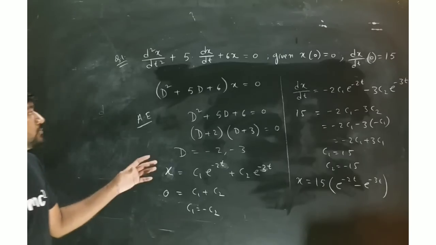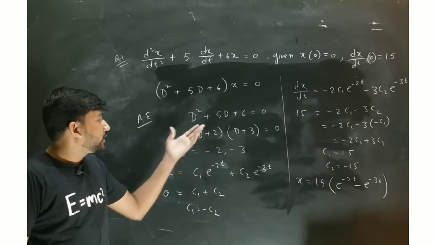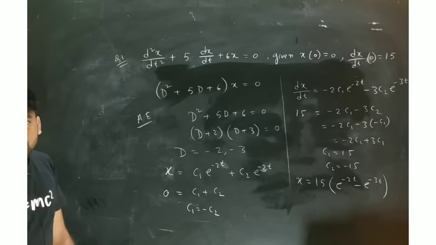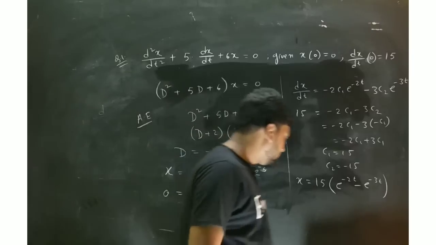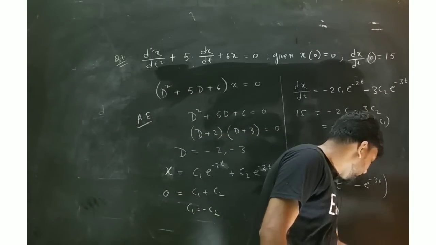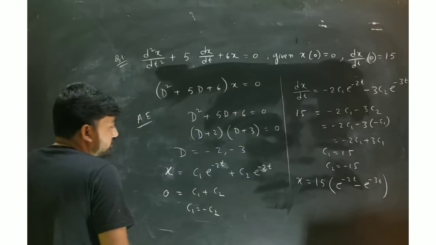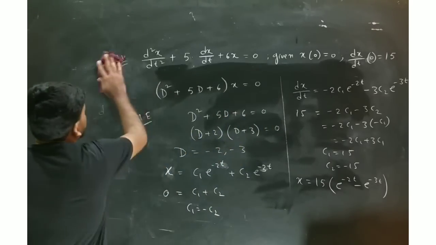So this is how you can solve these kinds of problems. First you have to solve for x, then you have to find the constants by using the boundary conditions. Now let me solve another question, based on the next formula, that is when the roots are equal. So how can you solve in that case?